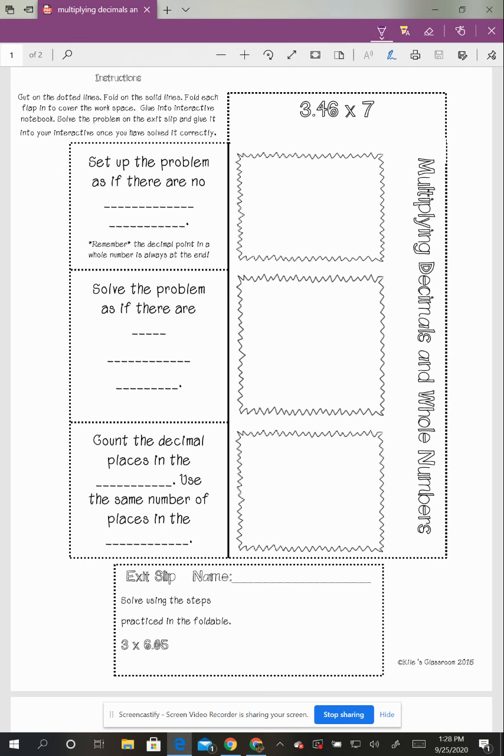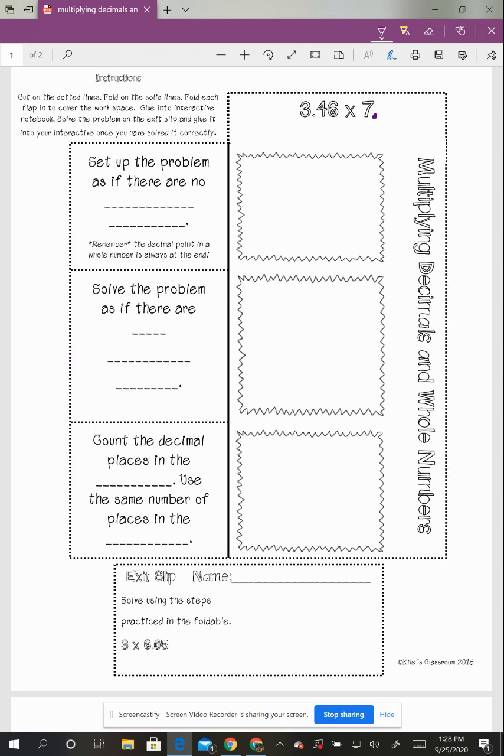All right, so today we're going to do multiplying decimals and whole numbers. There are a couple of things that we want to remember when we're talking about multiplying with a whole number. Where does the decimal go in a whole number? Well, if you remember from when we did decimals earlier this year, the decimal is always going to go right behind the whole number. So we have a problem here. 3.46 times 7. We're going to put that decimal right there.